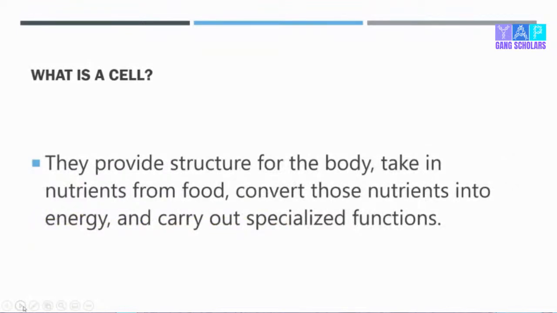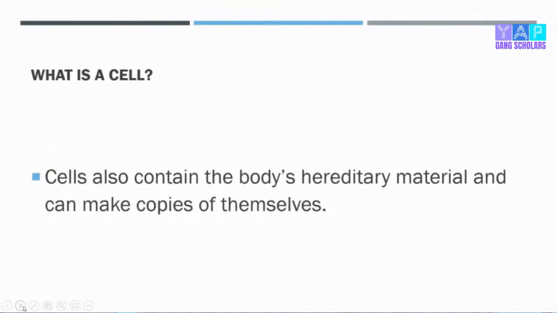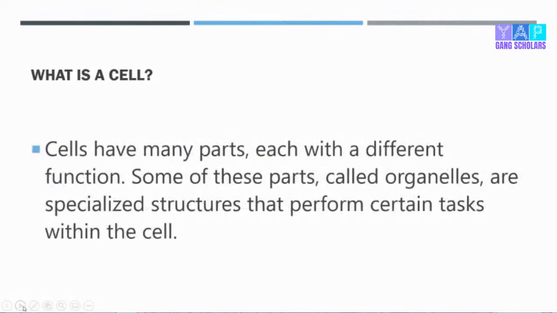So cells provide structure for the body, take in nutrients from food, convert those nutrients into energy, and carry out specialized functions. Cells also contain the body's hereditary material and can make copies of themselves. Cells have many parts, each with a different function. Some of these parts, called organelles, are specialized structures that perform certain tasks within the cell.